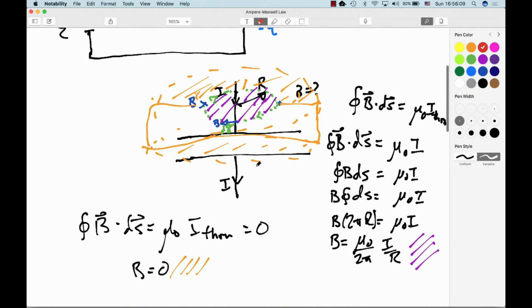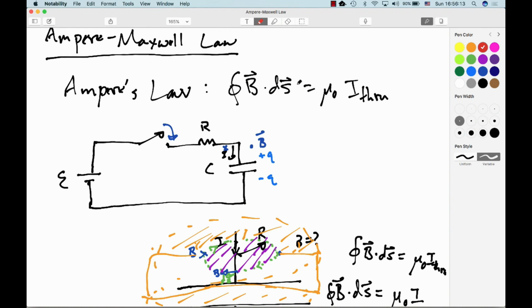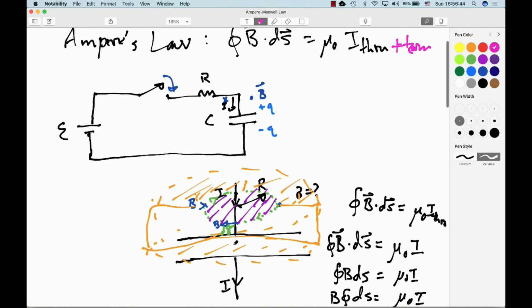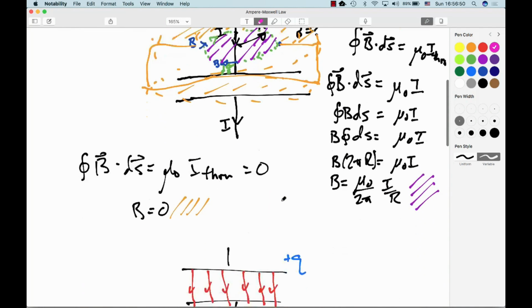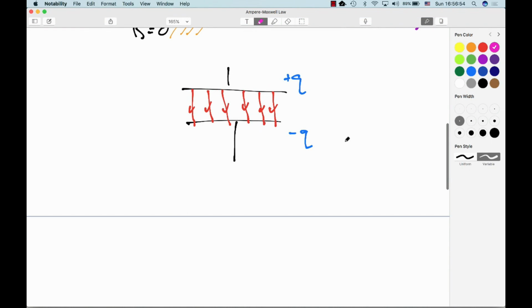So Maxwell's idea for how to fix up Ampere's law would be to add a term right here. Let's go ahead and imagine adding a term right here, some sort of a fudge factor, such that this term would be equal to this term when we choose the orange surface for counting the current for our Amperian path. Okay, so let's work out what that would be exactly.